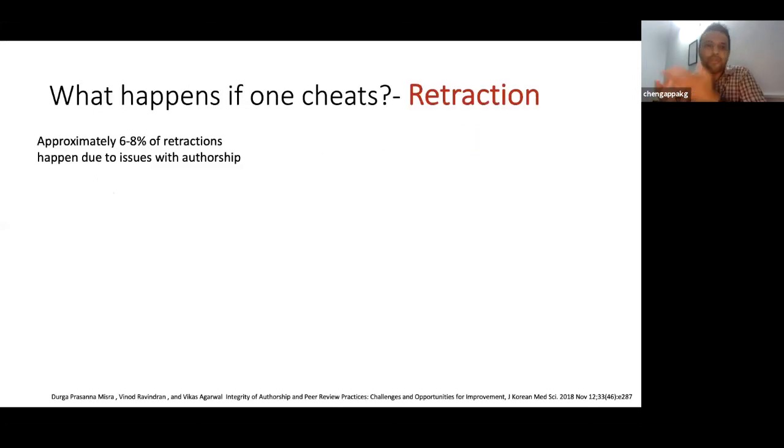So what happens if one cheats? It's simple. You can just mix up some numbers and publish it. And what happens? If found out, there will be a retraction. And if the editorial board does the retraction properly, as sir told, with the proper message saying that it was retracted for such and such reason, then there's a big black mark in your career.